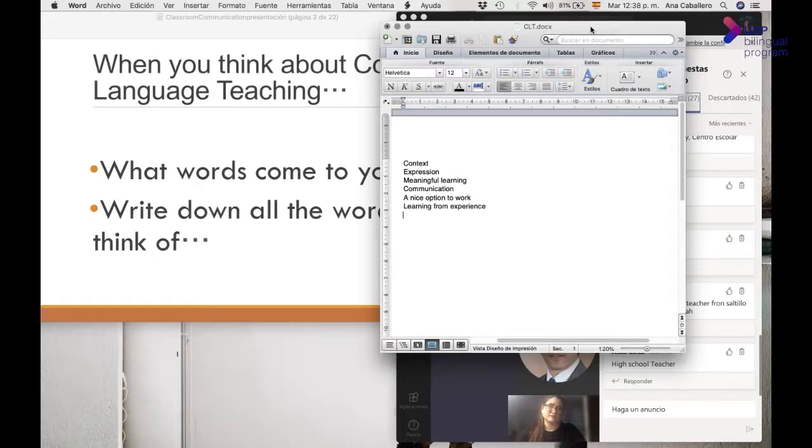Real language context, speaking activities, debates, communication, understanding, speaking, teamwork. Agustina says meaningful learning, conversational pronunciation. Okay, very good. So you have an idea of what this means.